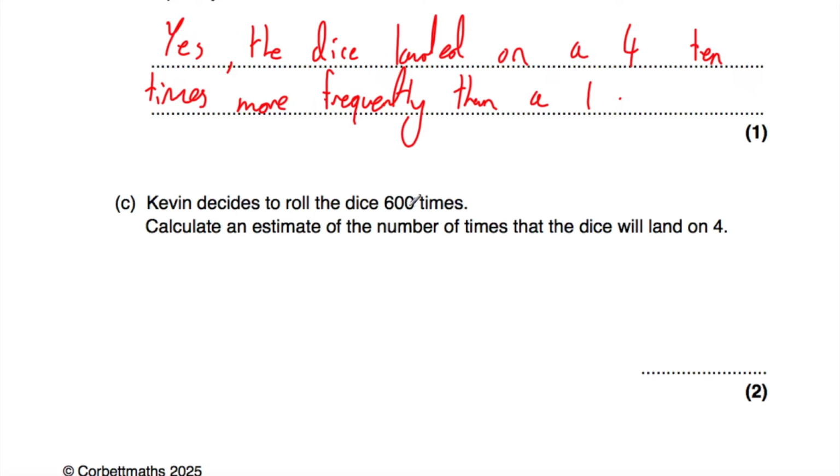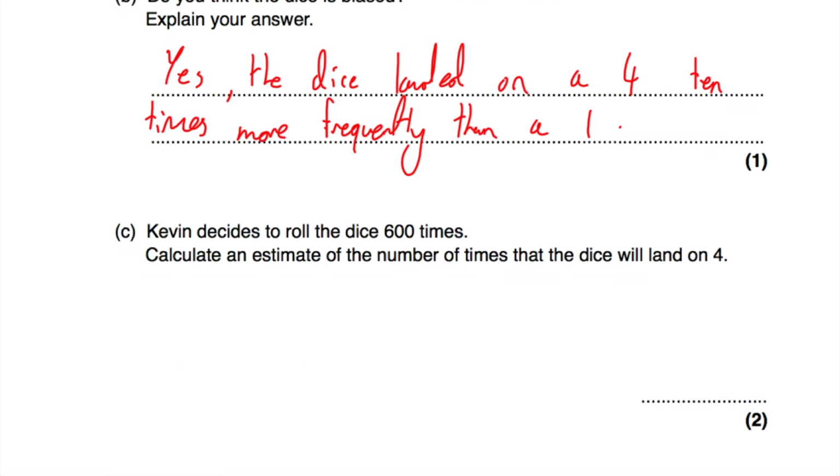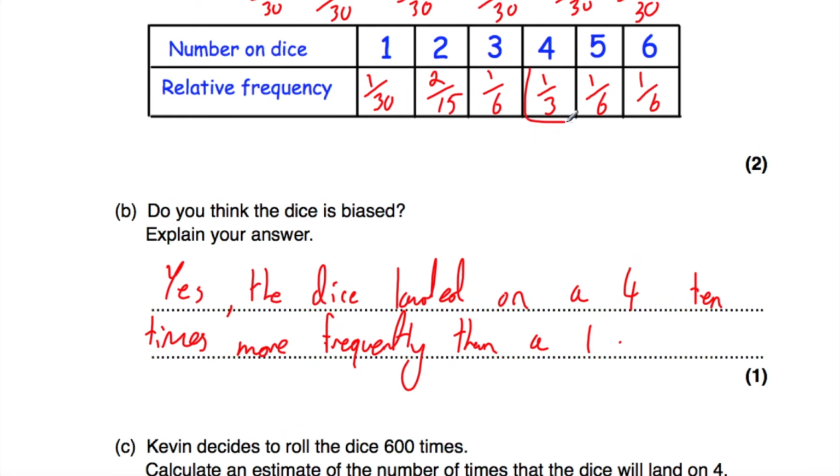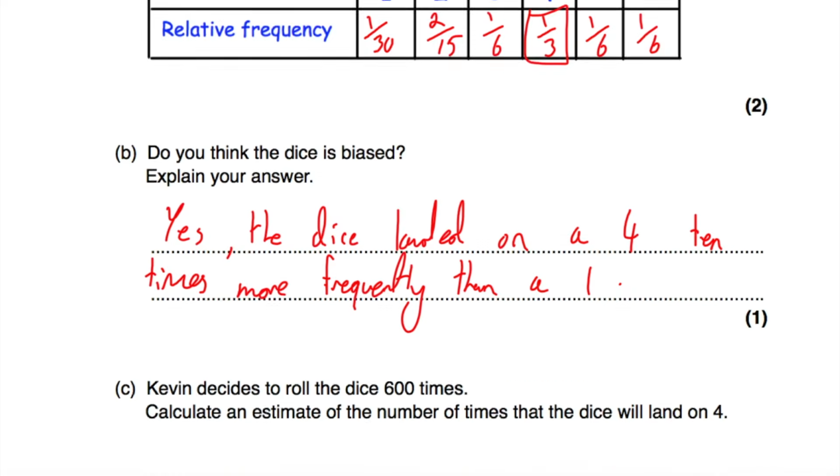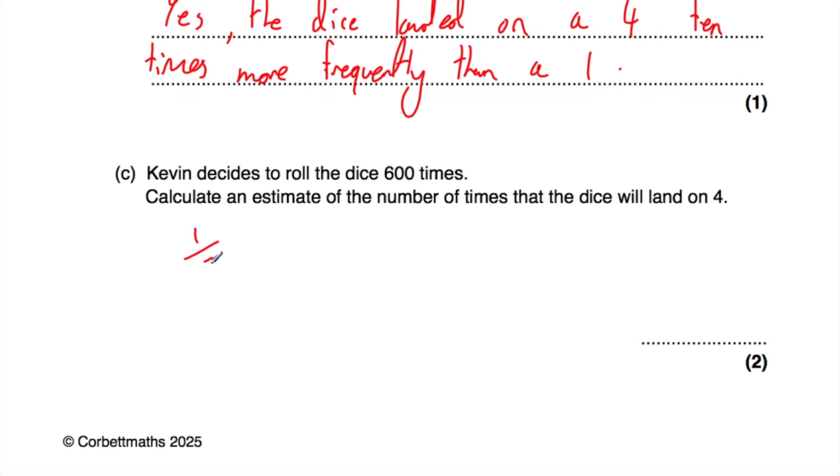So we want to find out how many times the dice should land on the number 4. So there's a couple of approaches we could use. The relative frequency of a 4 is equal to 1/3. So that means that a third of the times it's going to land on a 4. So we could do 1/3 of 600. And if we do a third of 600, that tells how many times we'd expect it to land on a 4. And a third of 600, well, dividing it by 3 would be 200. So we'd expect it to land on a 4 200 times.